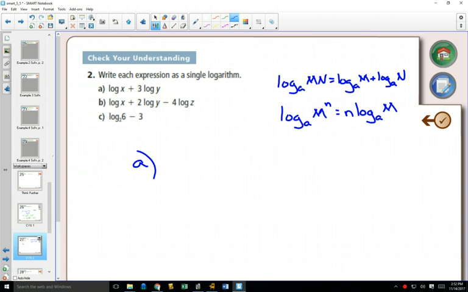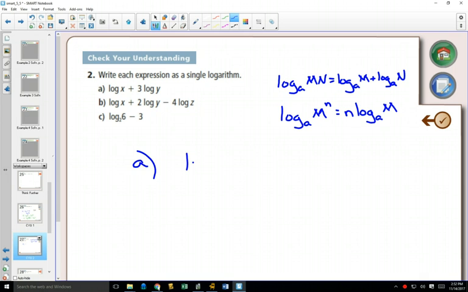Okay? And the only way you can combine things is if you have a log plus a log. Do I have a log plus a log? No. I have a log plus a 3 log. I have a 3 in front, and that doesn't match the first formula. So I'm not allowed to use the first formula yet. Because the first formula only works if you have 1 log plus 1 log. And I have 1 log plus 3 logs. How do I get rid of that 3?